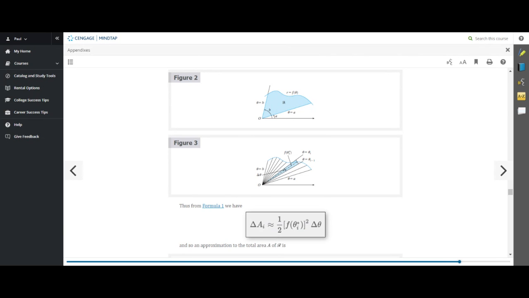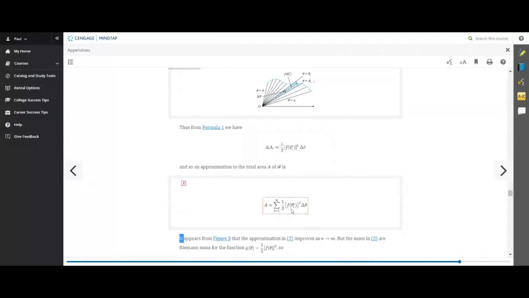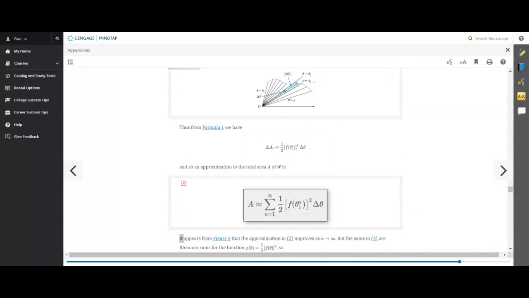And then we define the radius of that sector by picking some theta i star value that's located between the beginning and ending angles for that sector. So you can see that in figure 3. Quite beautiful, actually. So if we were to approximate the total area under the polar curve, we would have the summation of 1/2 f of theta i squared times delta theta.